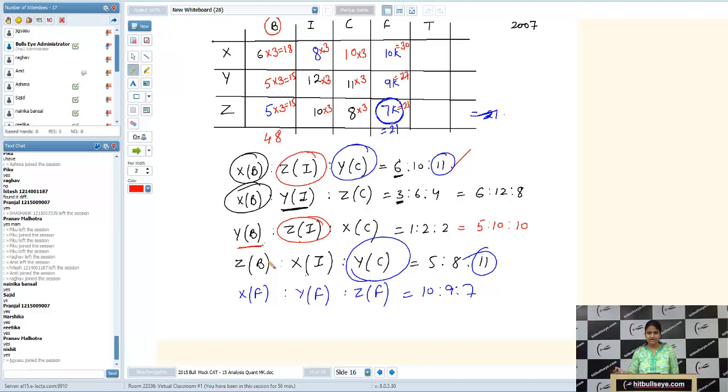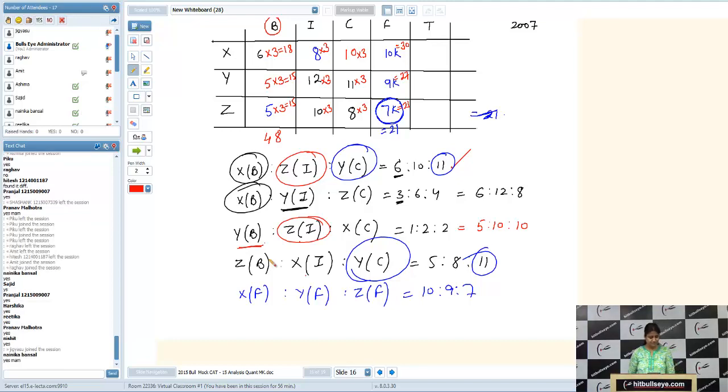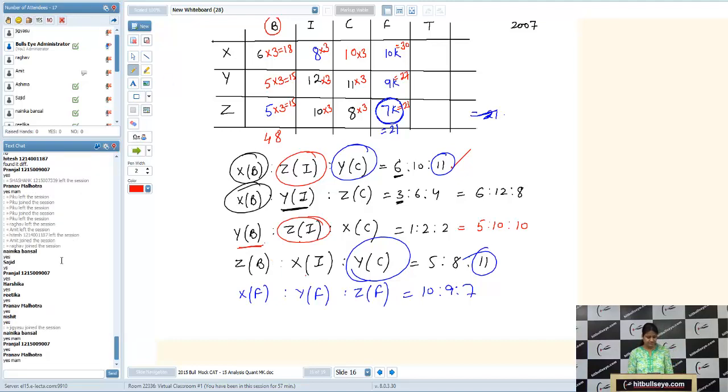Similarly, we can take another data for telecom as well. We could find those numbers. Is it okay with you? Nainika, Pranjal, Hitesh, Pranav. I'm leaving the rest of the part for you.